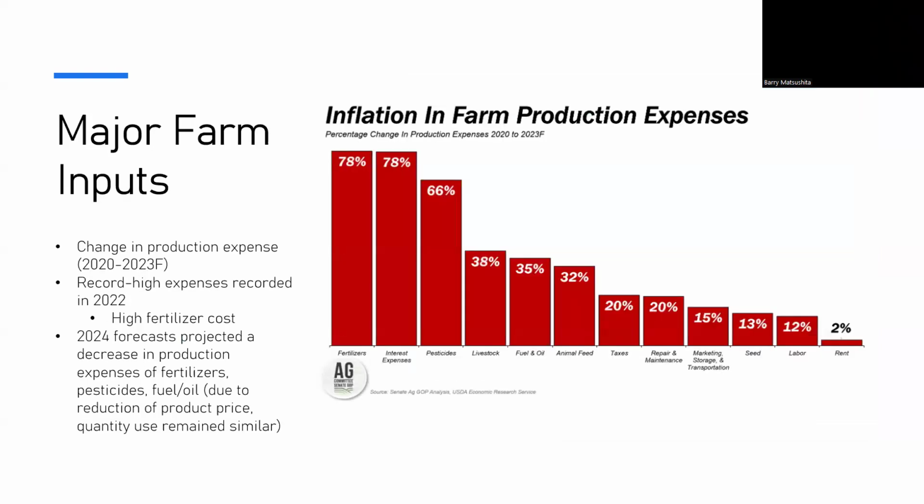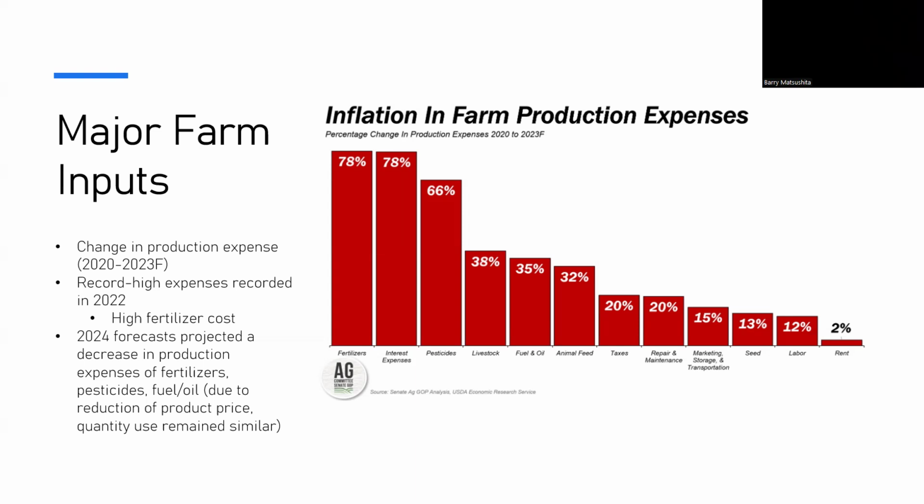And so this slide just takes a look at inflation and farm production expenses and some of the major farm inputs. And as we can see, fertilizers, interest expenses, and pesticides have had the greatest increases in inflation percentages in the past 3 years because this chart evaluates the years 2020 to 2023. And we actually hit record high expenses in 2022 because of high fertilizer costs.